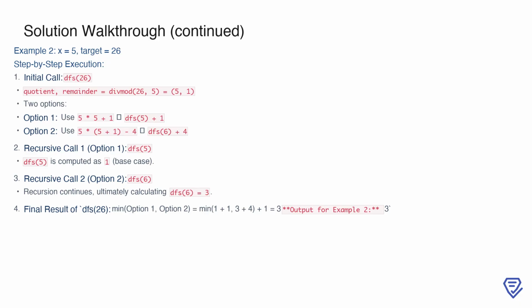Comparing the two options, we compute min(option 1, option 2) equals min(1 plus 1, 3 plus 4 plus 1), which results in a final output of 3 for the second example.